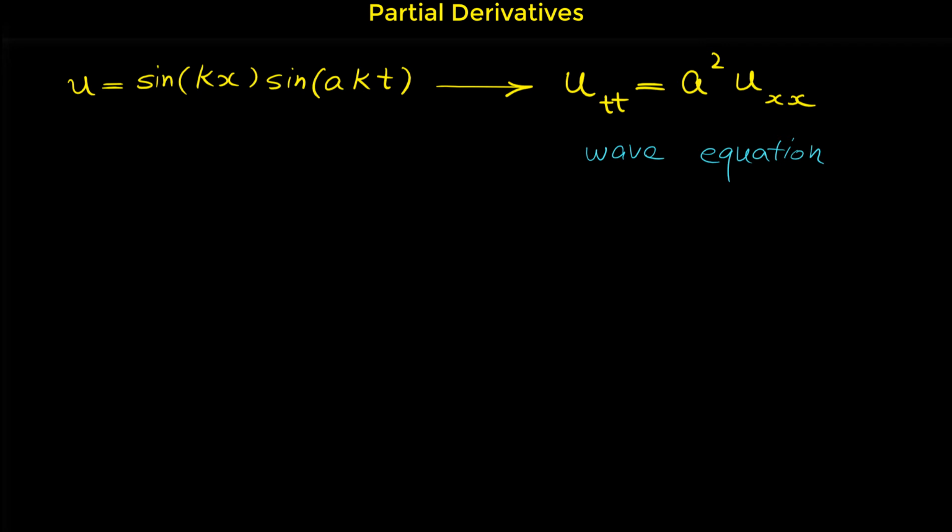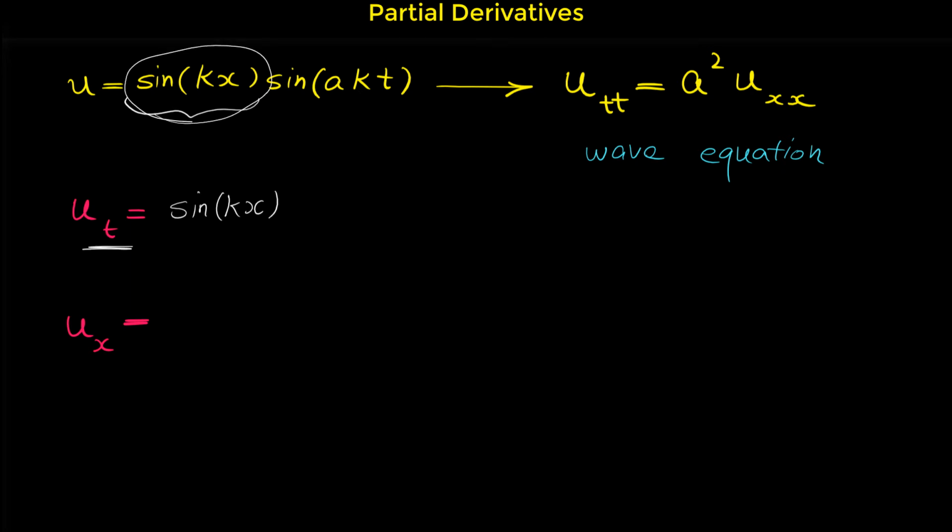First, we have to find the first derivatives of this function, u sub t and u sub x. The partial derivative of this function with respect to t is sine of kx. Note that in this part of the function u, we don't have any t.